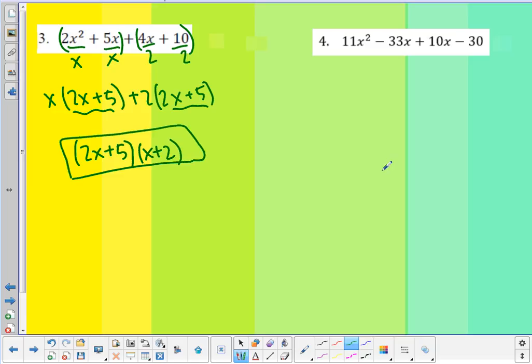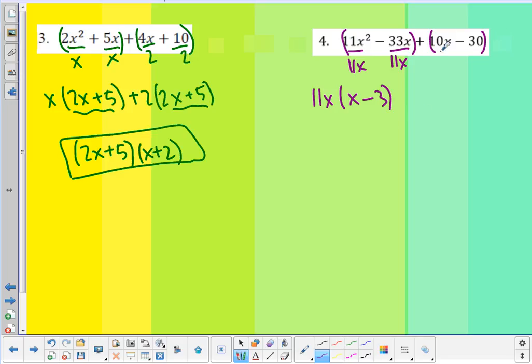All right, so let's take a look at number 4. In number 4, 11x squared minus 33x plus 10x minus 33. Group the first two, group the last two, and go from there. 11x squared minus 33x, I'm going to divide by 11x. 11 and 33 have a common factor of 11, and they both have an x, so I'm going to take it out. 11x goes behind. That gives me x minus 3 left over.